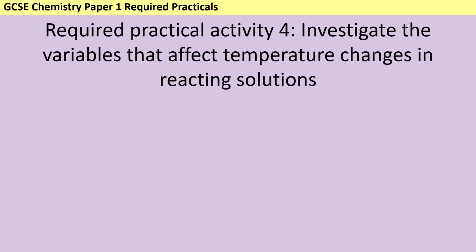This final required practical in Chemistry Paper 1 is the one where we're really likely to get into identifying variables, and it's a really nice opportunity for the exam board to do this because it's not just one practical that you always approach in the same way. So the overall brief is that we're investigating the variables that affect temperature changes in reacting solutions.